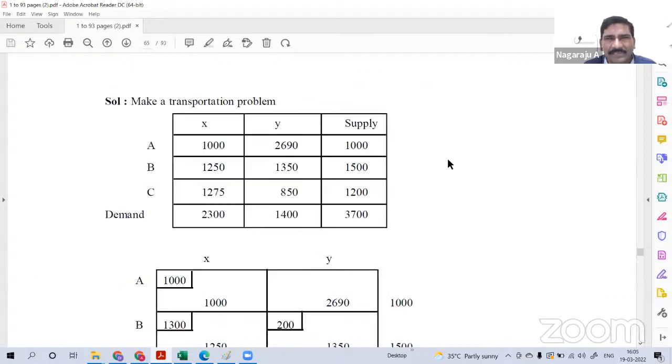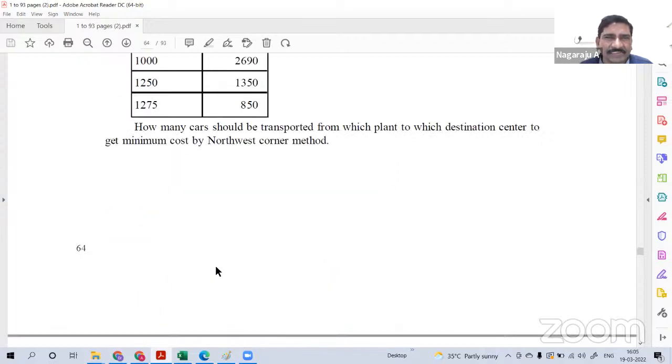of the northwest corner method. Whenever he gives a theoretical problem, we should construct it into a tabular form. The tabular form conversion is also important. I did not explain that in the last class, so this is the most important aspect. So here, this is an oral idea about it.